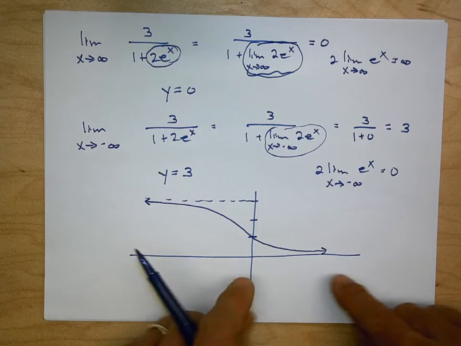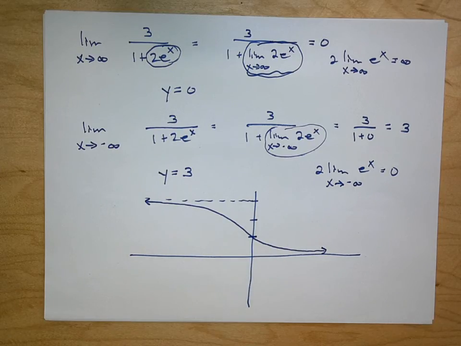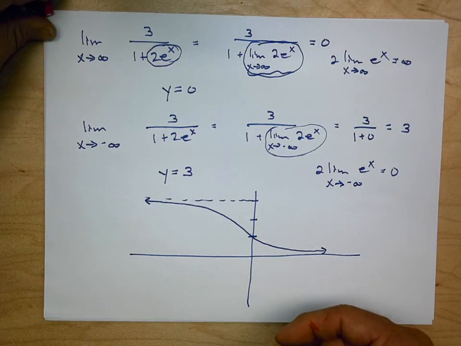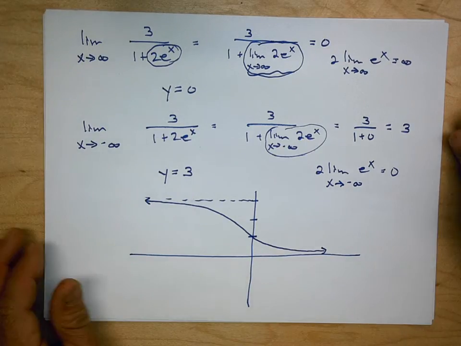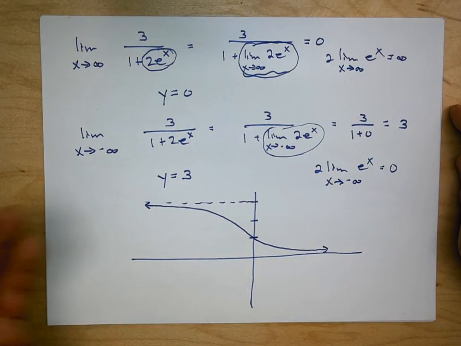So we have to the left a horizontal asymptote of y equals 3, to the right a horizontal asymptote of y equals 0. All right, so that is just a look at limits at infinity of a few different types of functions and what that means, how we can compute them.